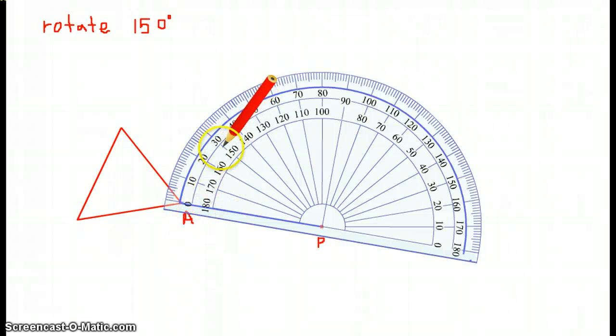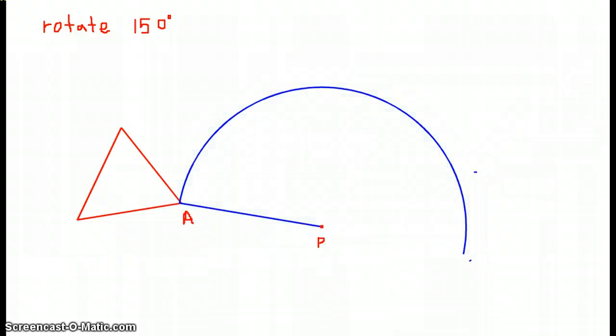Now there's 150 degrees right here, but that's not going to be big enough. If I were to draw that line, that's actually going to be an acute angle, and I know that 150 is supposed to be obtuse. So I'm going to keep on going. I'm going to use the top numbers, and I'm going to go to 150. And I'm going to draw a point out here where 150 is. I'm going to get rid of my protractor, and I'm going to connect my point P with this point out here. That's at my 150 degrees. Like that.